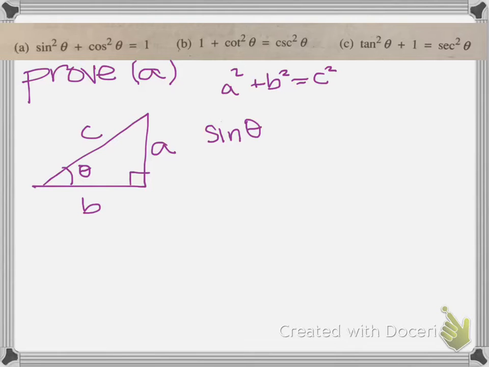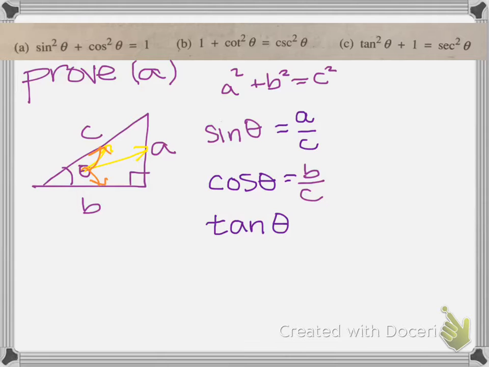What we also know about right triangles is that the sine of theta is SOH, meaning opposite over hypotenuse. So sine is opposite over hypotenuse, so it is A over C. Cosine theta, in SOH CAH TOA, is CAH: C-A-H. So cosine is adjacent over hypotenuse, so cosine is going to be B over C.